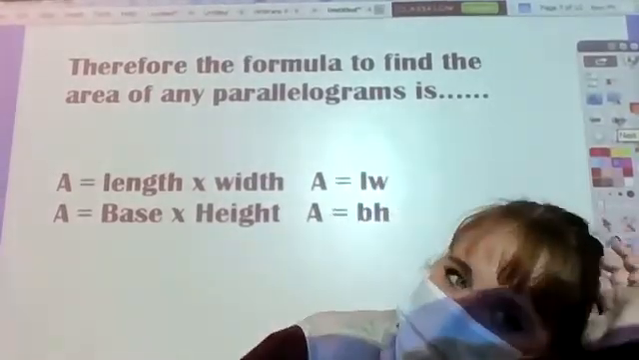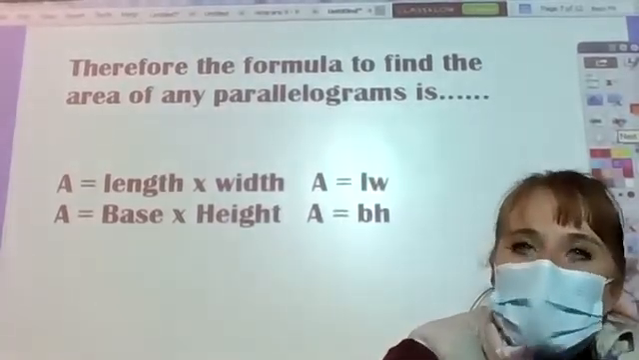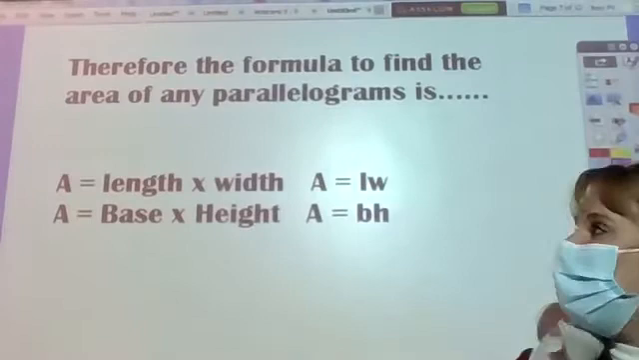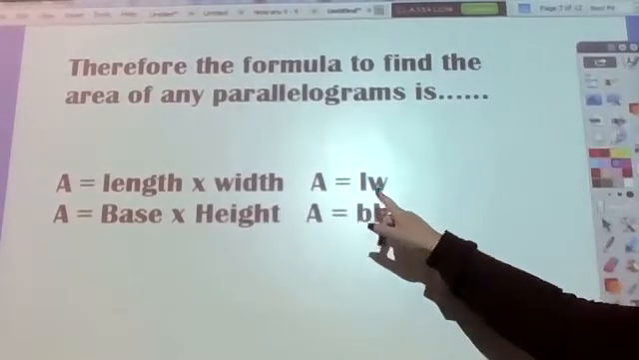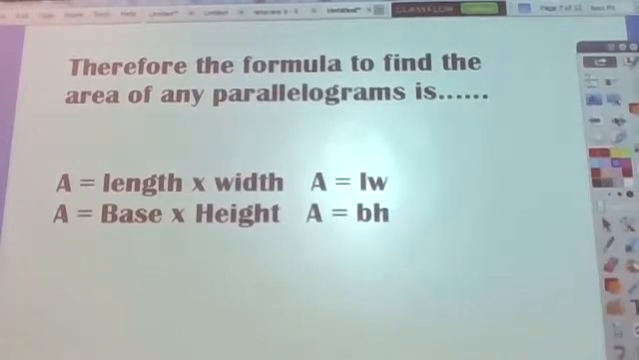All right, so can you guys write this down? This is the formula to find the area of any parallelogram. It's length times width, which is L times W, or it's base times height, which is BH. Either of those will give you the area of any parallelogram that you might see out in the world. Okay. So you guys need to pause this to write this down.